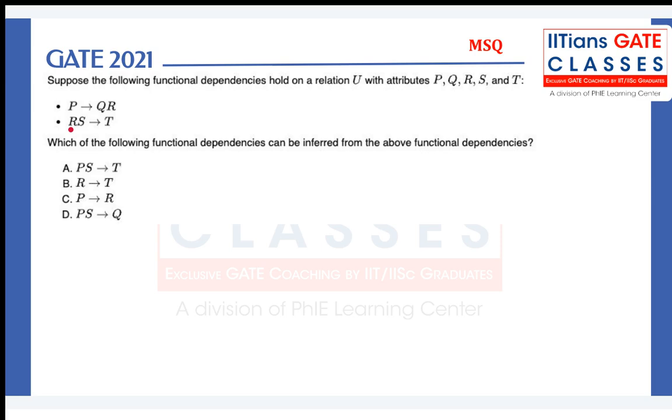Please try this out. It's an MSQ again. The only way to do it is to find the closure of each of the options. Find the closure of the LHS. For example, find the closure of PS, find the closure of R, find the closure of P, and see if you're getting the right-hand side or not. If you get it, that means that option is correct. Please answer this correctly. I will not tell you anything this time. Please try to answer on your own.